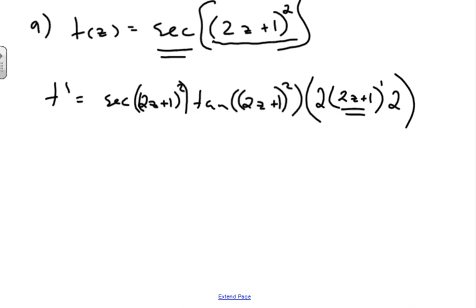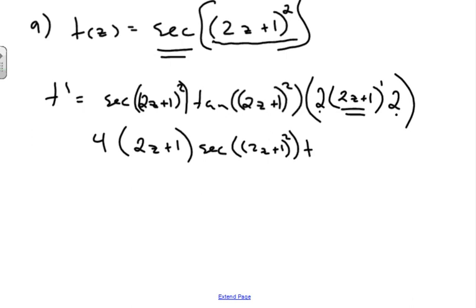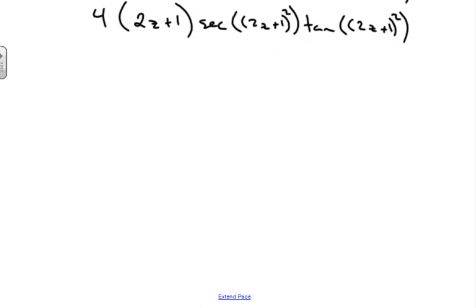We can simplify this. We have 2 times 2, which is 4. We can bring the 2z plus 1 in front, if you wish, and then we can have our secant of 2z plus 1, that quantity squared, tangent of 2z plus 1, that quantity squared, and that would be our answer. All right, moving on.